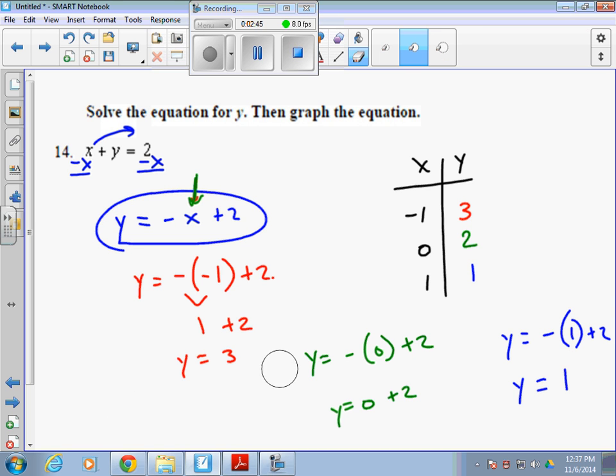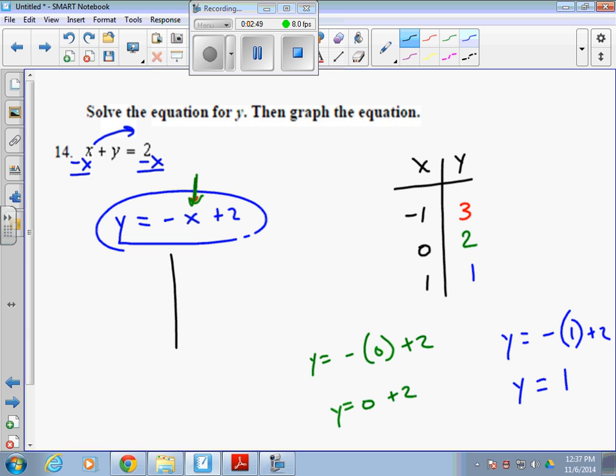We're going to get rid of this to where we can see our graph. So when we graph it, we don't have to go any farther than negative 1 and positive 1, and we don't have to go any higher than 1, 2, and 3. The first one, negative 1, 3, on the x value, you're going to go to the left 1, and you're going to go up 3.